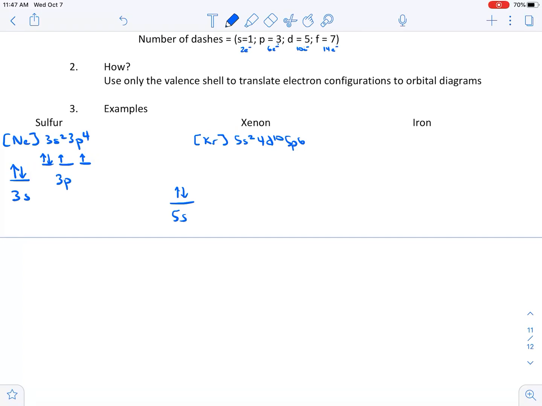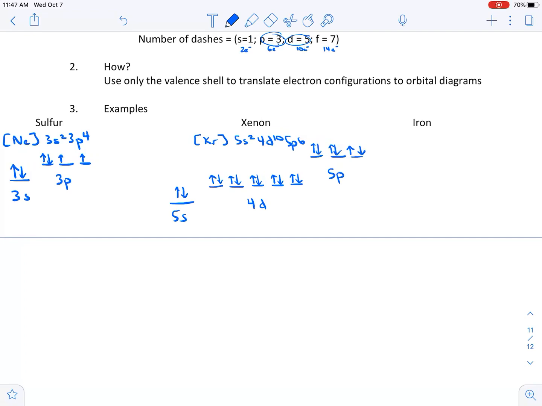Then we have D, which has 5 dashes. We're going to go a little bit higher energy and put 5 dashes there. This is 4d. Remember, we fill them all singly before we go back and double them up. There's our 10. One last one to draw: 5p, 3 dashes because p has 3 dashes. And remember, fill them singly, then go back and double them up.